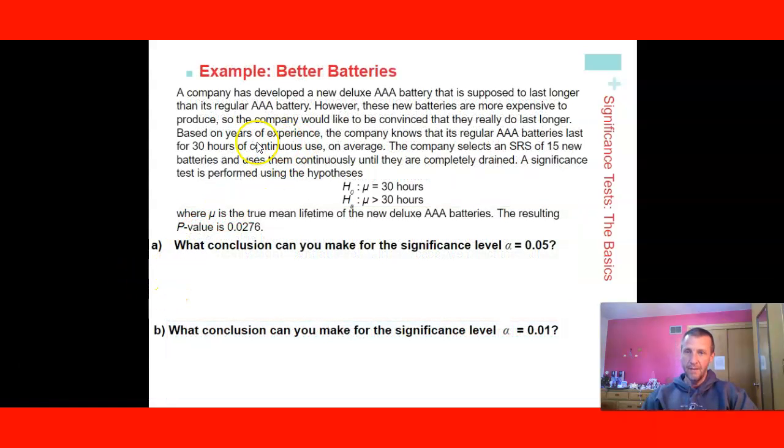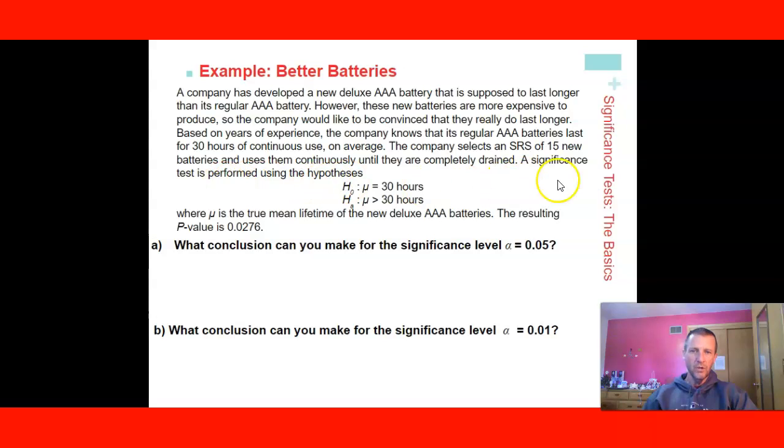So here's an example. A company has developed these new AAA batteries. They're supposed to be longer, but we don't know. However, these new batteries are more expensive, so we can't just go ahead and start making them because they cost more to make. So we want to be sure. Based on experience, they know that their regular AAA batteries before were 30 hours of continuous use. The company takes an SRS of 15 new batteries and uses them continuously until they're drained.